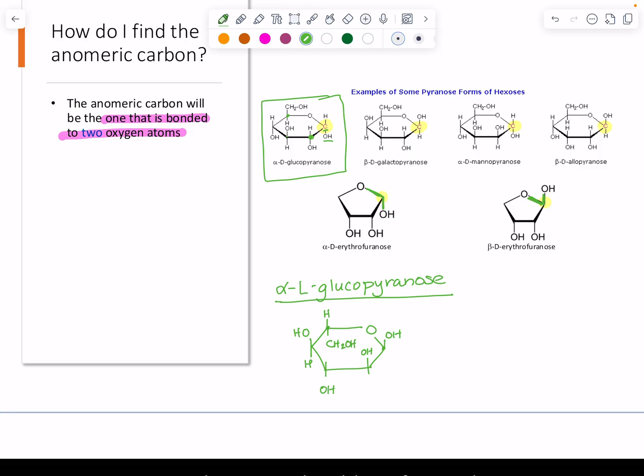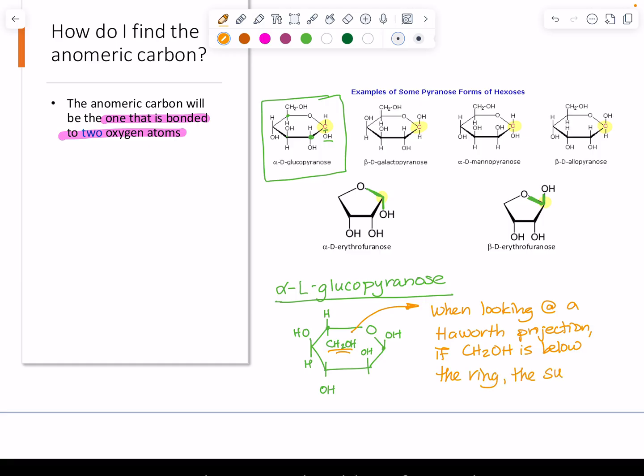So if you're looking for D or L, when looking at a Haworth projection, if the CH2OH is below the ring, the sugar is an L sugar.